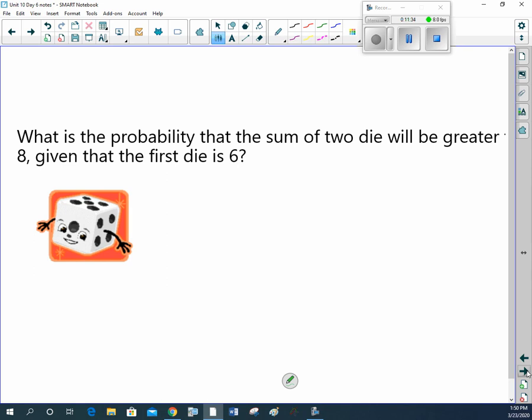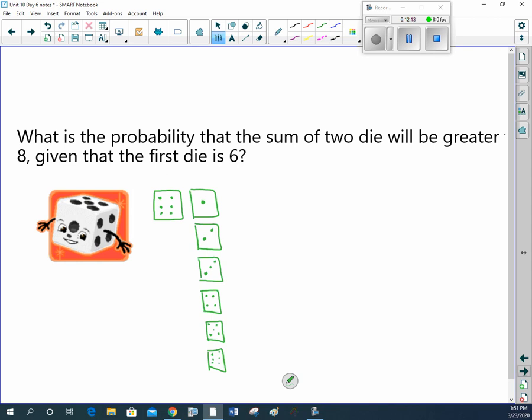Okay, here's another one of conditional probability. It says, what is the probability that the sum of two dice will be greater than 8, given that the first die is a 6? Okay, so if you roll a die, you have a condition. The first die that I roll is a 6. You're going to roll a second die. Well, what are the possibilities of that second die? There's only 6 possibilities. You can get a 1, a 2, a 3, a 4, a 5, or a 6.